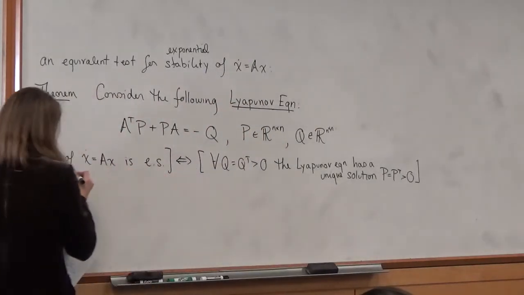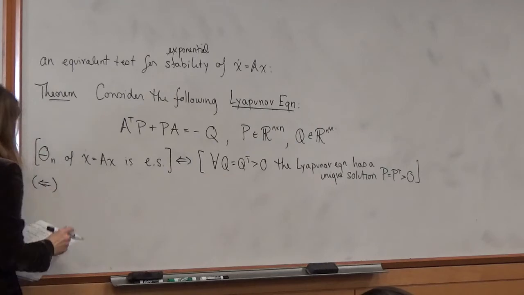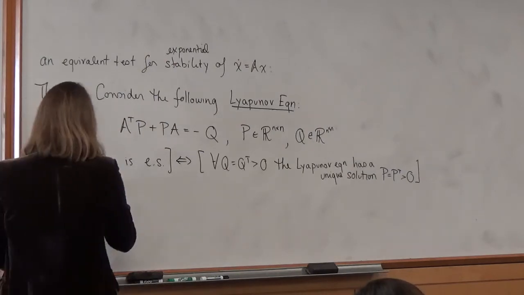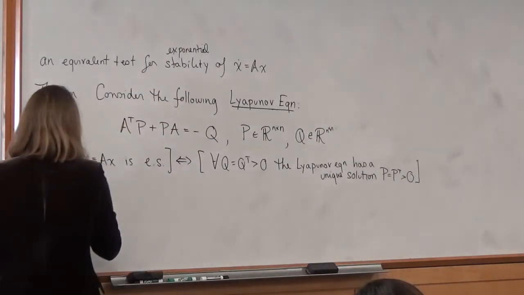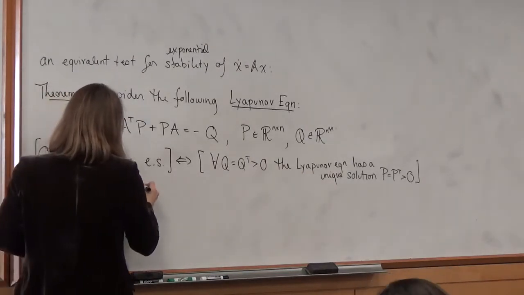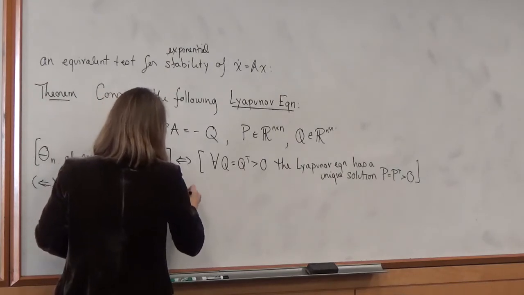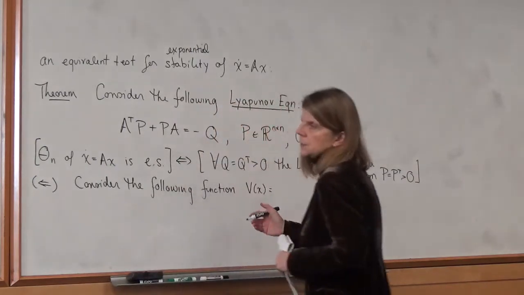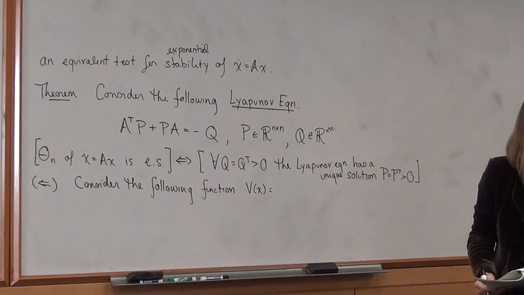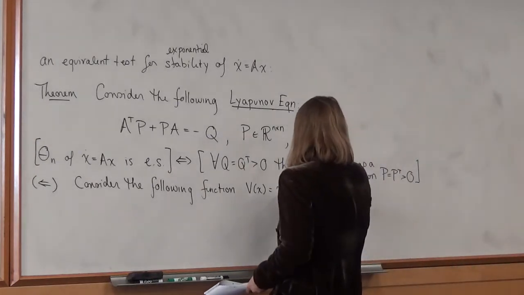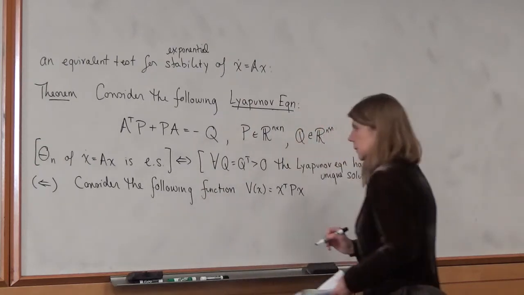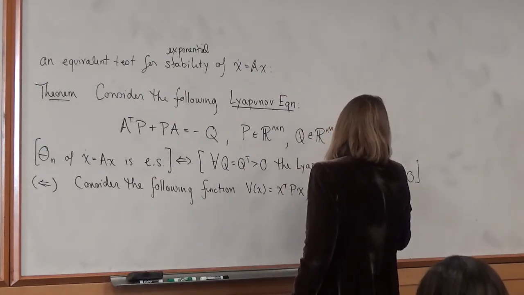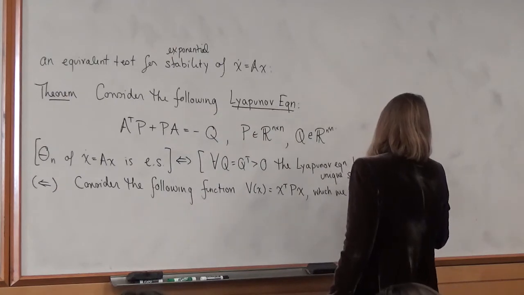Okay, so we're going to prove the if direction. We're going to prove this direction here, and we're going to do it by invoking, like we did in that last example, a Lyapunov function. Consider the following function V of x. Instead of being x transpose Ix, where I is the identity, which is the one we used in our previous example, we're going to use the following: x transpose Px. Consider the following function, which we call a Lyapunov function candidate.